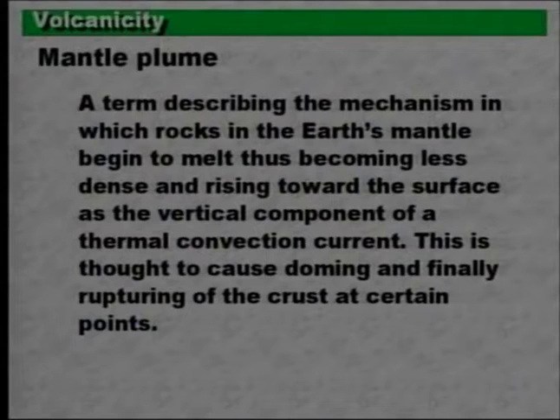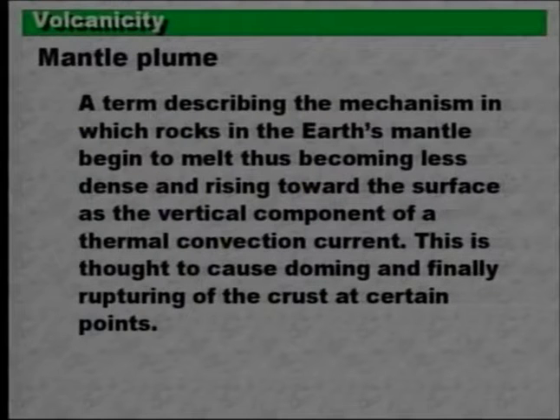From the definition, you will also see one of the words mentioned there, and that is mantle plume. What are we referring to when we refer to plume in that particular definition? Mantle plume is a term describing the mechanism in which rocks in the Earth's mantle begin to melt, thus becoming less dense and therefore rising towards the surface as the vertical component of a thermal convection current.